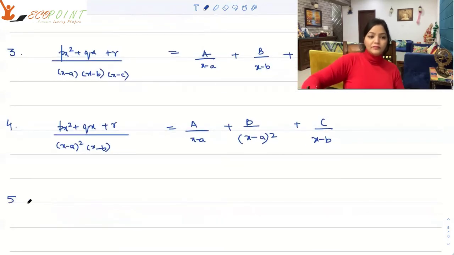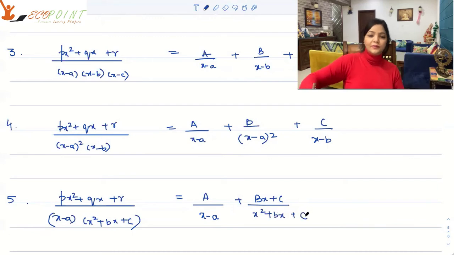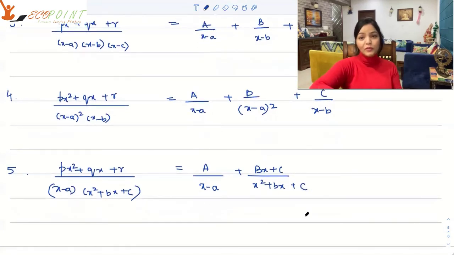And number 5, (px squared + qx + r) upon (x minus a) into (x squared + bx + c), can be decomposed as A upon (x minus a) plus (Bx + C) upon (x squared + bx + c). Now with examples, of course, you'll be clearer. These are generalized forms, so you will be clearer when we actually work with some examples.